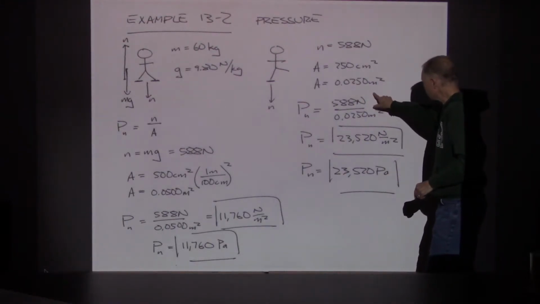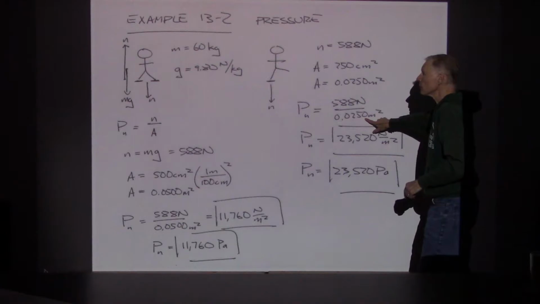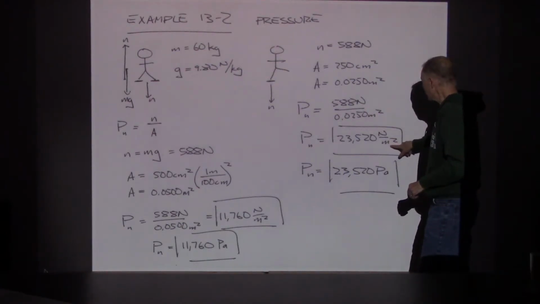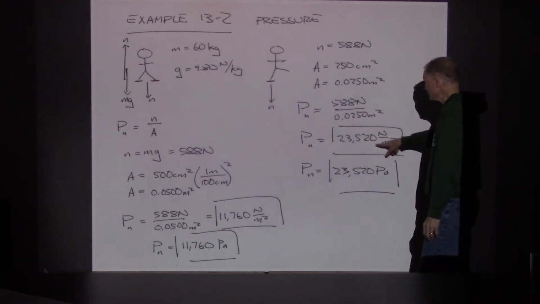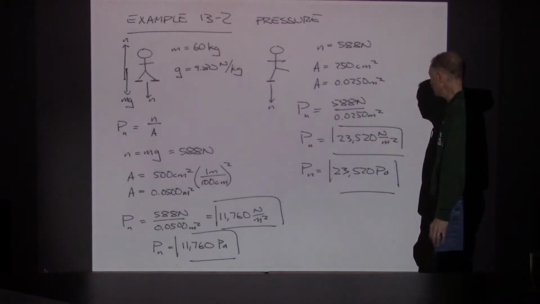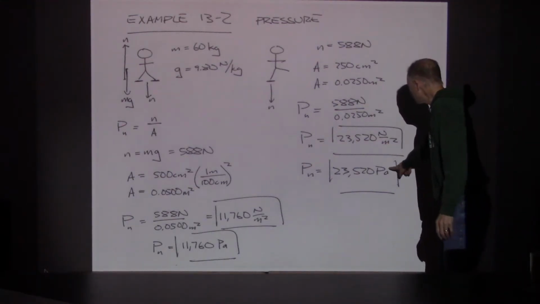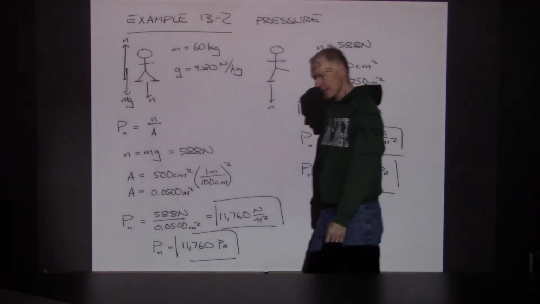Putting that into my force over area, that is pressure. That works out to be twice as much. So now it's 23,520 newtons per square meter, 23,520 pascals.